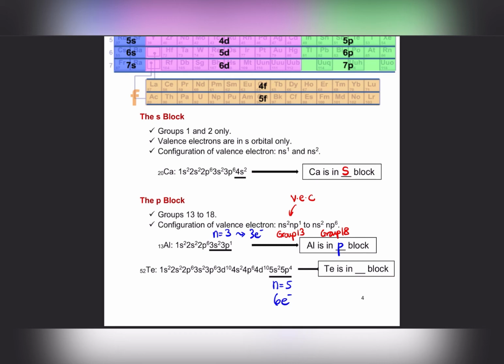Okay, 6 electrons here. And what can we conclude here? Kita nak tentukan block. So block is depending on the last filled subshell, iaitu dalam case ini 5p. So Te is also in P block.